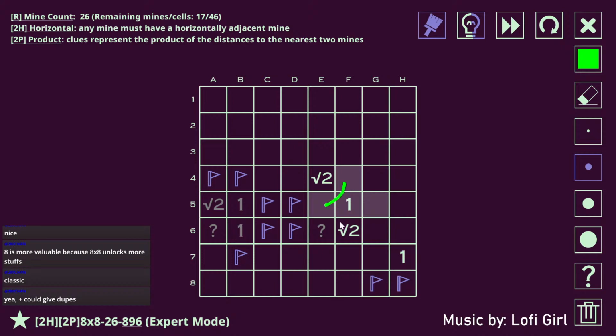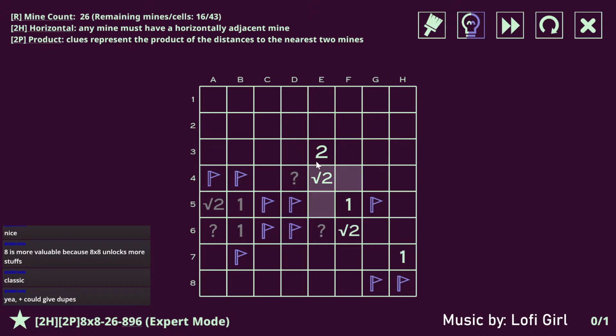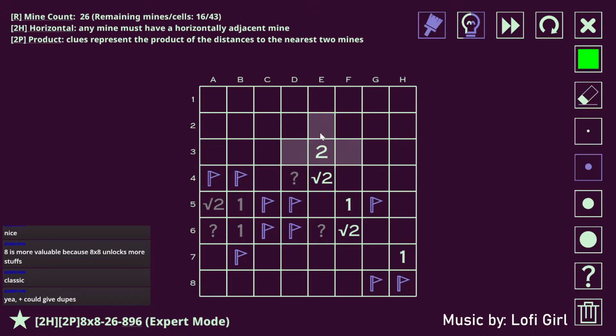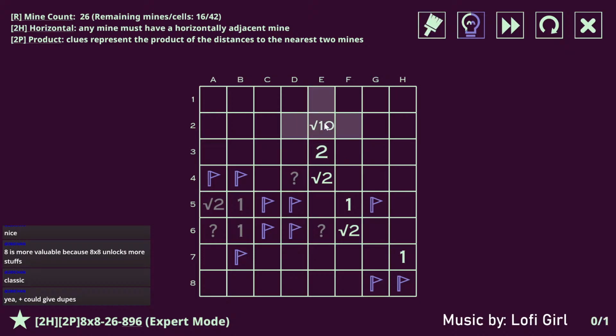Again, at most one of these are mines because of root 2. So that's a mine. These are both not. Okay. This now can't be a mine because these will both be isolated. These are both non-mines. Ooh, root 10. Okay, well that gives us a lot of free stuff just by coding.